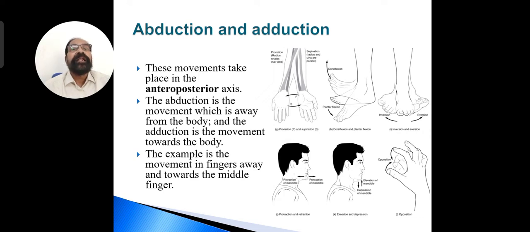Then abduction and adduction. These movements take place in the anterior posterior axis. Abduction is a movement which is away from the body. Adduction is a movement towards the body. For example, the movement of fingers away from and towards the middle finger is both abduction and adduction. Away is abduction, towards is adduction.